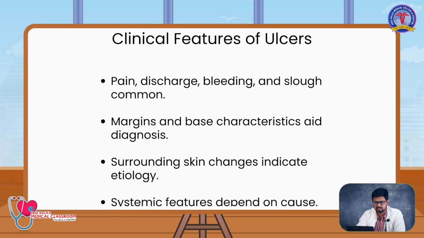And systemic examination, for example, we have to find out any primary cause for these ulcers. It can be venous, malignancy, an arterial ulcer, or diabetic, or any other causes we have to find out, and we have to treat according to the systemic cause also.